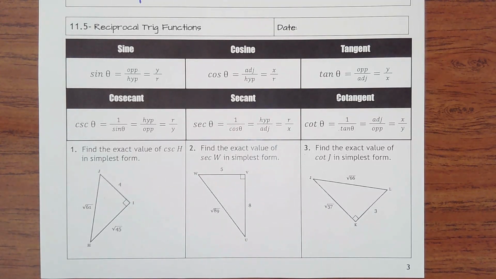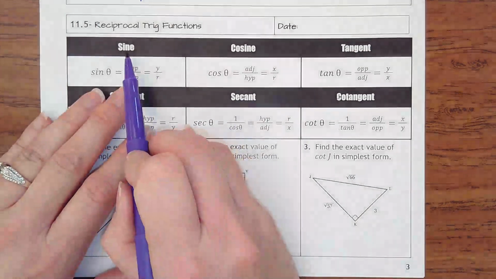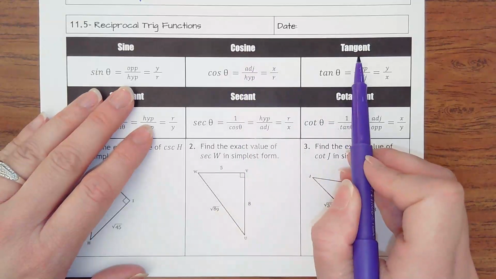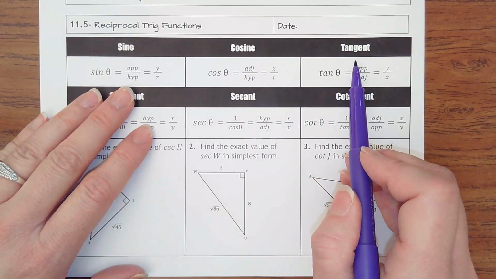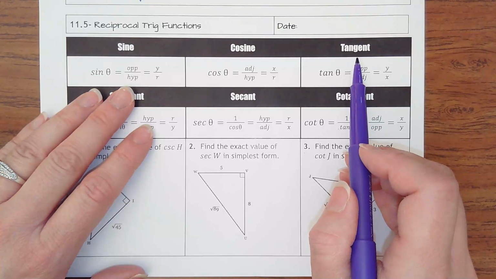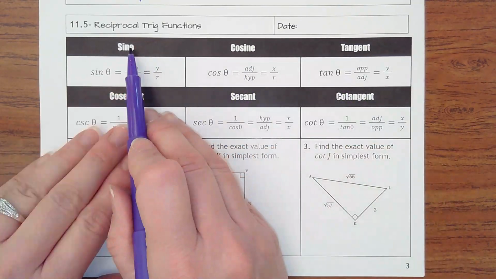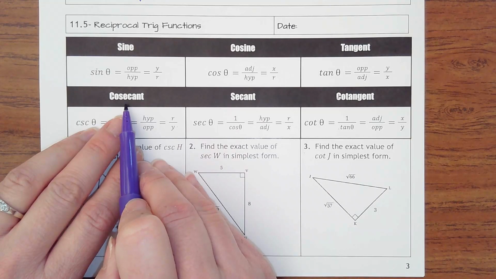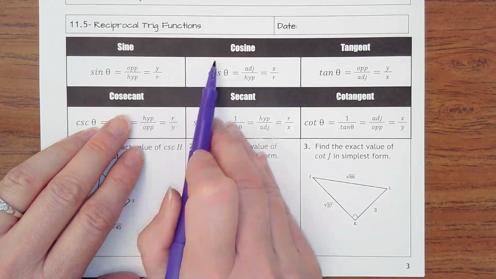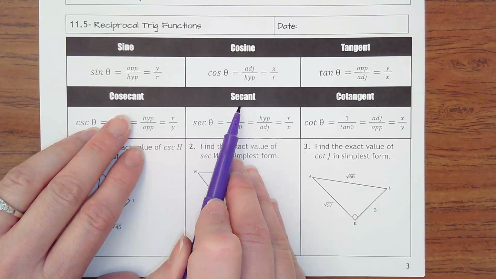Lesson 11.5 is reciprocal trig functions. We focused all our time on sine, cosine, and tangent. But believe it or not, there's 3 more, and they're called the reciprocals of these. So the reciprocal of sine is actually called cosecant, and the reciprocal of cosine is called secant.